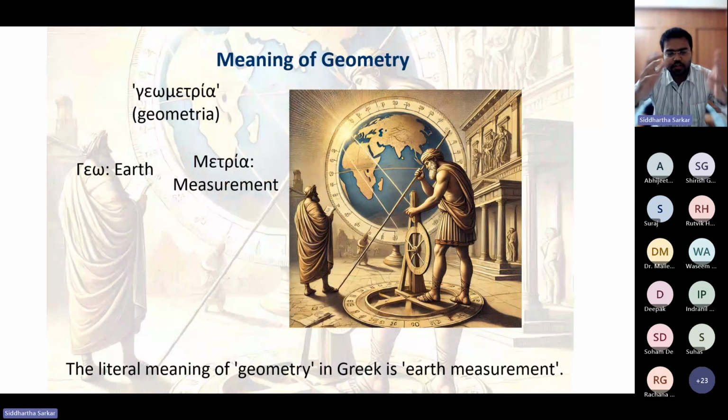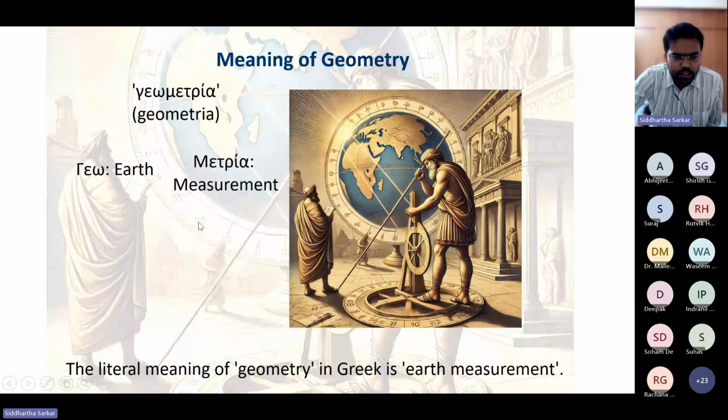So let's start with the meaning of the word geometry. How many of you know the meaning of the word geometry already? Is there anybody who knew that the meaning of geometry is what I am showing here? All right. Somebody knew. That's good to know. So the meaning of the word geometry is the measurement of the earth.